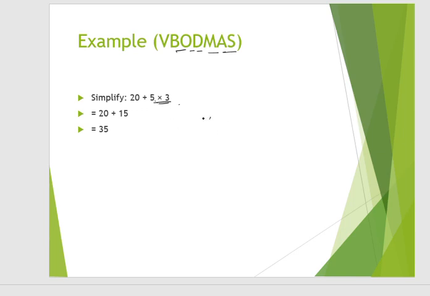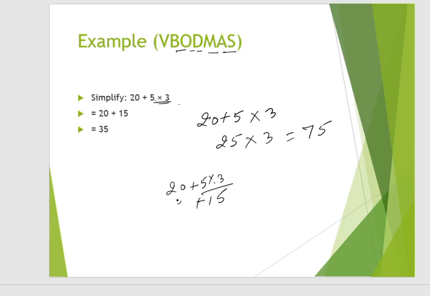If you do it the other way, students generally make silly mistakes. They make it 25 and then multiply by 3, so we are getting the answer as 75, while the exact answer is different. In 20 plus 5 into 3, 5 into 3 needs to be multiplied first and then added to 20. So the answer should be 35, while the other answer is wrong. So we have to go this way.